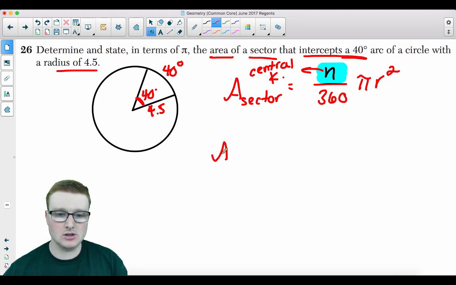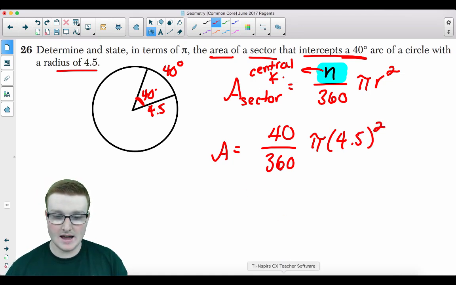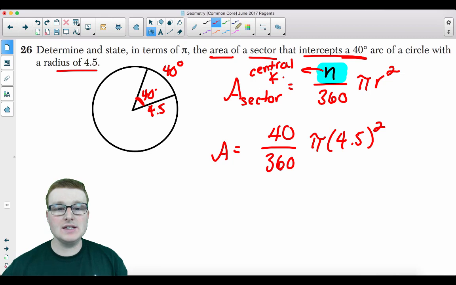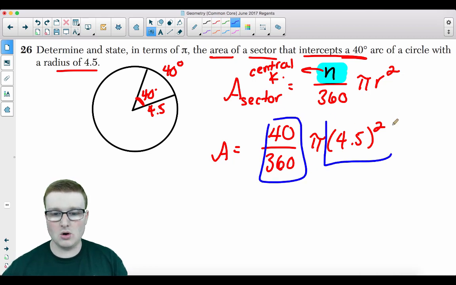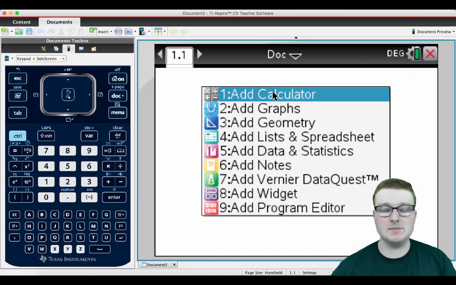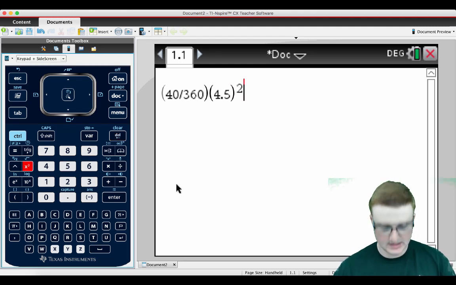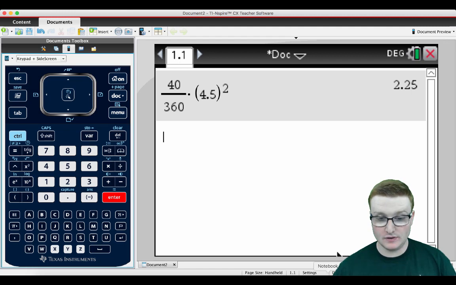Okay, plug it in. So the area is equal to 40 over 360 pi times the radius, which is 4.5, and you square it. Now, what I'm going to do is type this information into my calculator. Only the blue. I'm going to leave the pi out because it specifically says in terms of pi. So I'm going to go to my calculator. TI Inspire calculator. Pretty good. 40 over 360 times 4.5 squared. Okay. And you get 2.25.